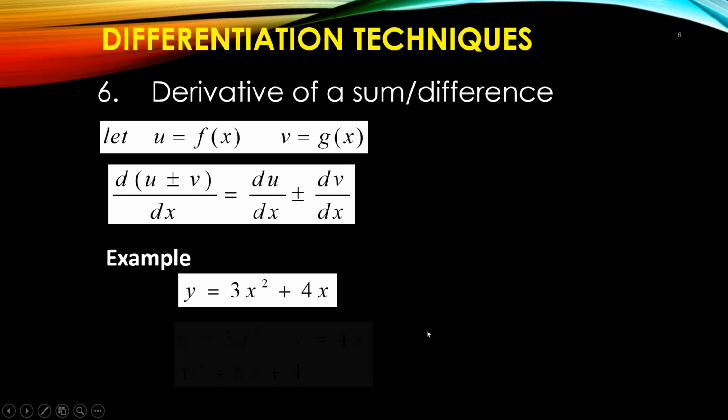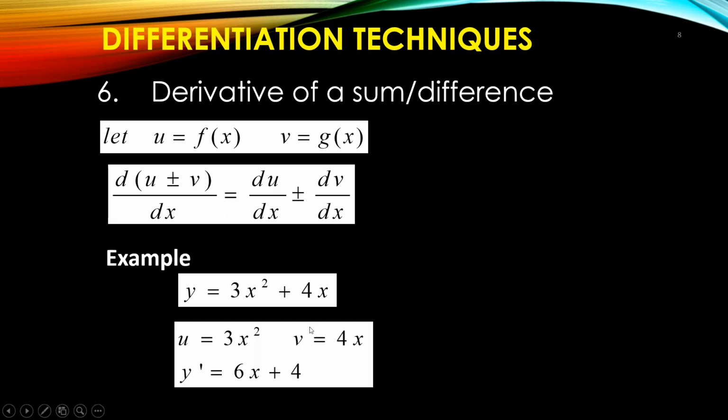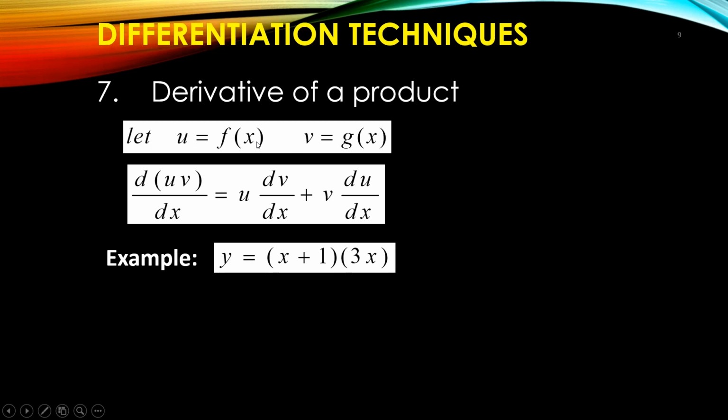Therefore, the answer is 6x plus 4. So now we have a product. For the product rule, you have two functions again, u and v. So pretend you have uv over dx. The derivative of uv with respect to x is u v prime plus v u prime, meaning copy the first, derivative of the second, plus copy the second, derivative of the first.